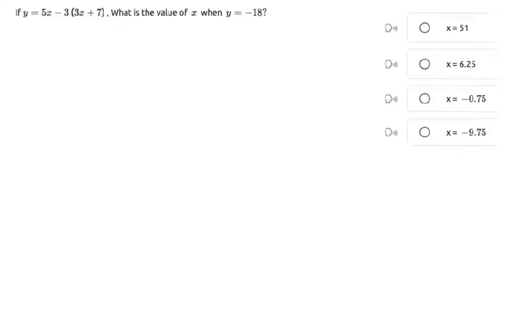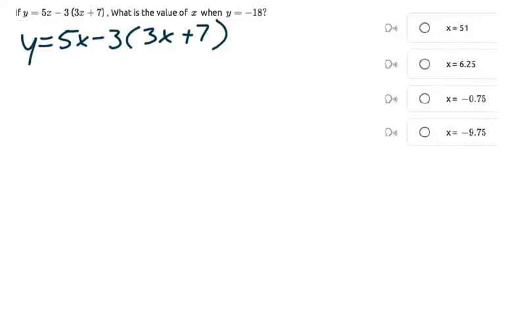Okay, question 3. If y equals 5x minus 3 times the quantity 3x plus 7, what is the value of x when y is negative 18? So a little confusing at first, but all you really need to do is substitute the negative 18 in where the y is, and then solve it like you would for x when we're solving equations.